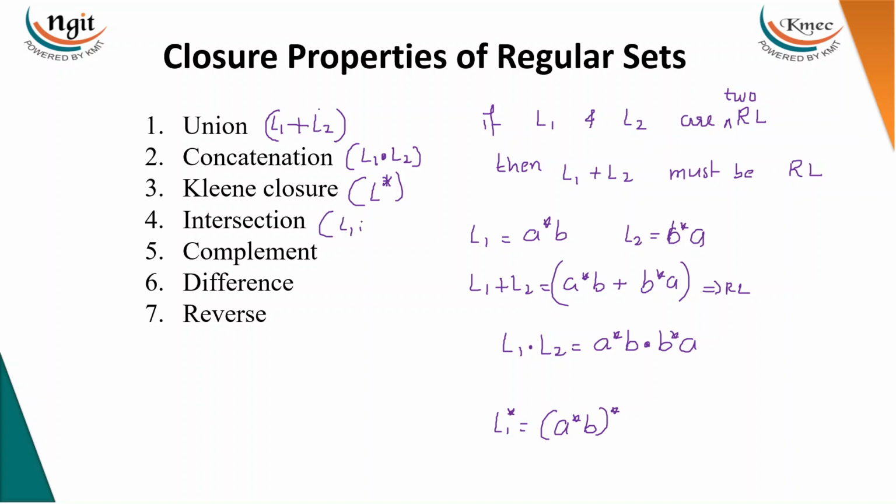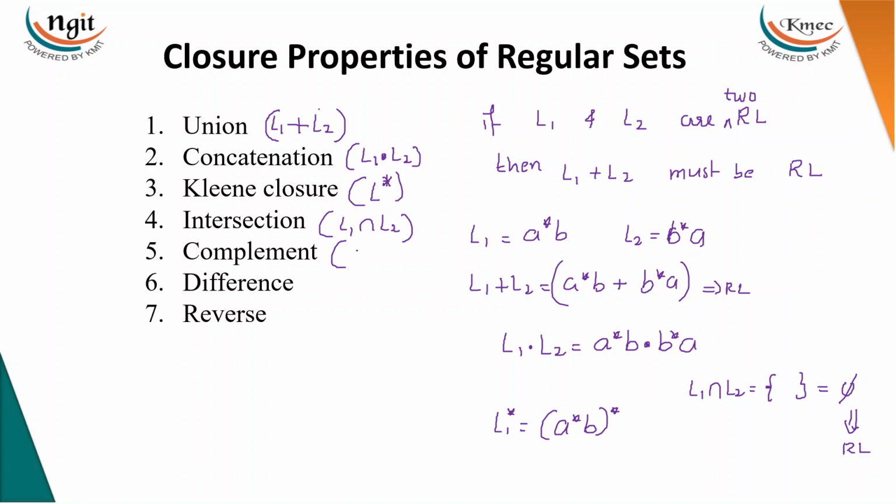Intersection, L1 intersection L2. You have to take the common strings between both L1 and L2. Here, any number of a's followed by one b, and here any number of b's followed by one a. Are you going to have any common strings here? No. Then it is empty. Even the empty set is a regular language. That's the meaning of it. There are no common strings in both L1 and L2, but still it is a regular language.